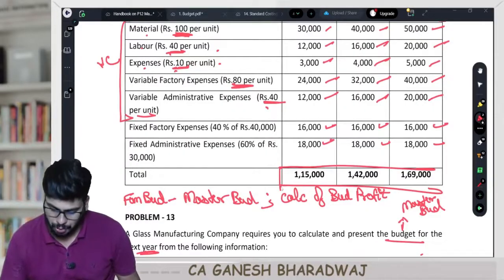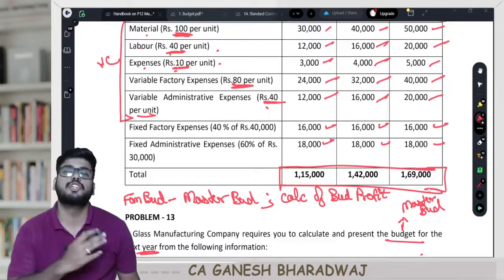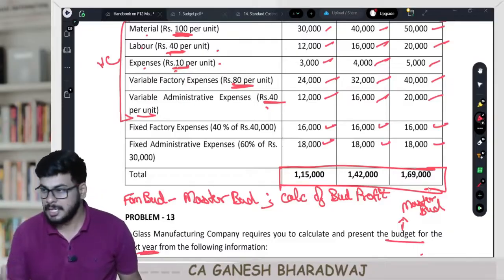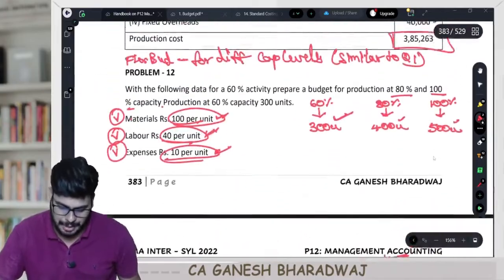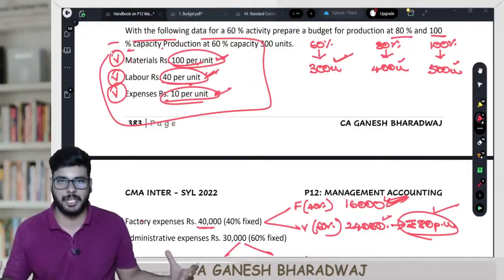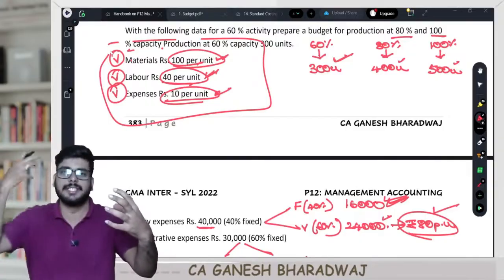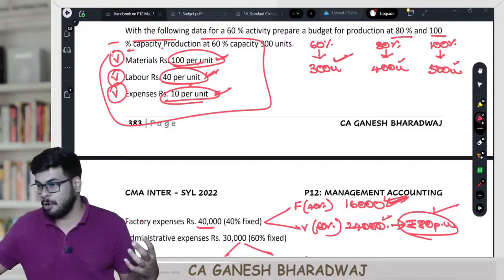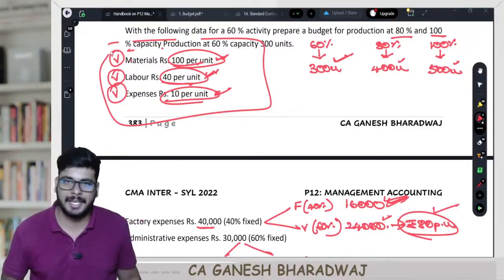You just need to total it up. You will arrive at the total cost for each and every output level, or each and every volume level. This is called the flexible budget. Basically, the budgeted data given here is called a static budget. And using the ingredients given in the static budget, if you prepare the budget for different output levels, that is called a flexible budget.